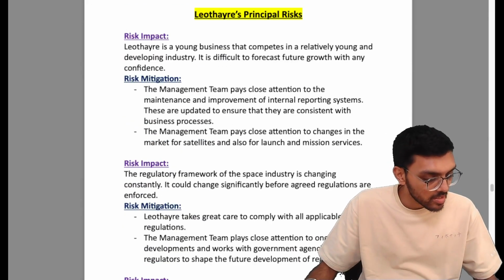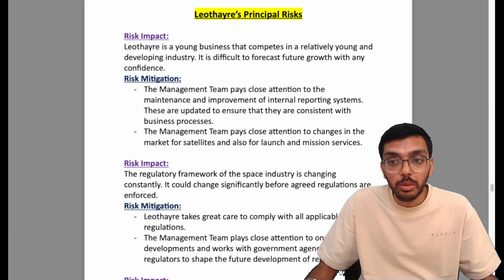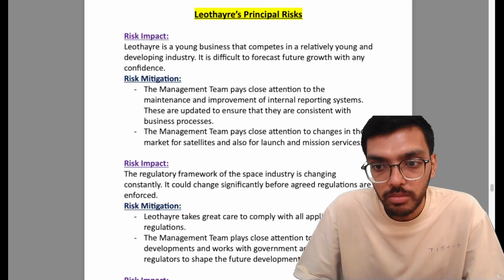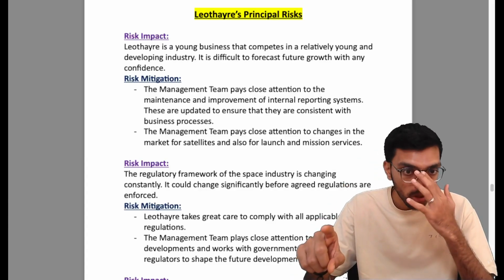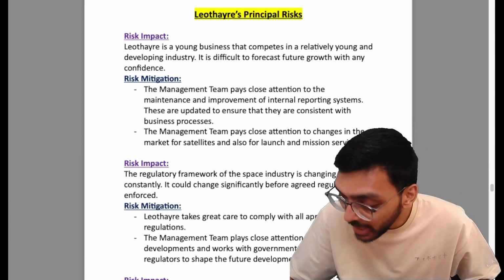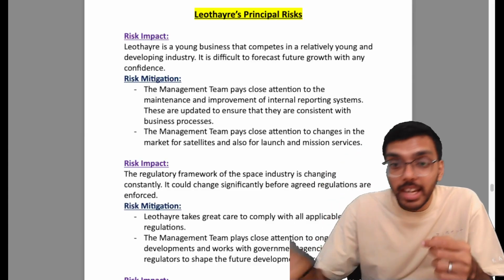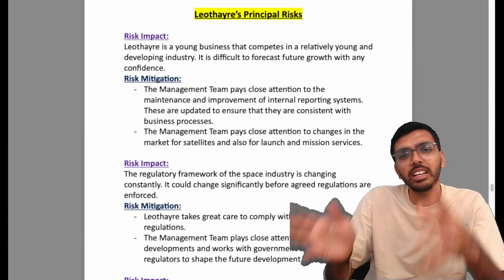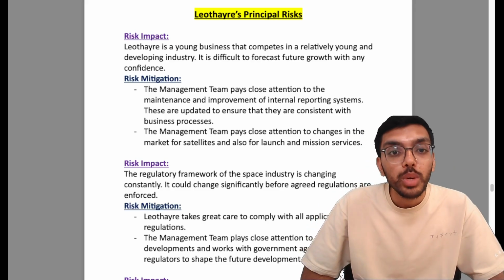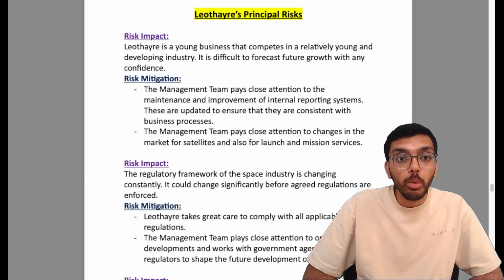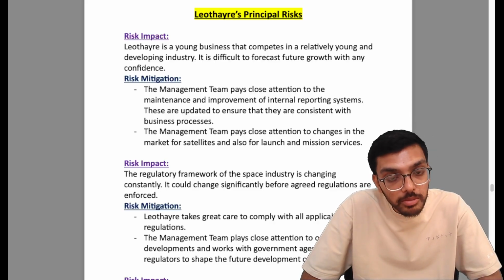Now they've given us Leothayre's principal risks. In the pre-seen itself, they have given us risks. I had told you to maintain a list of topics plus maintain a list of risks. If you have already maintained your list of risks, you will see that they coincide with the principal risks that have been identified in the pre-seen, which means your job is much more straightforward if you have understood and followed the pre-seen so far.